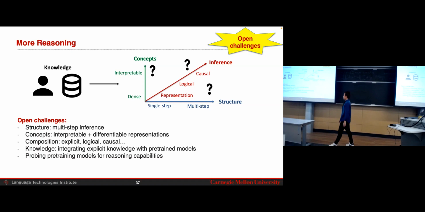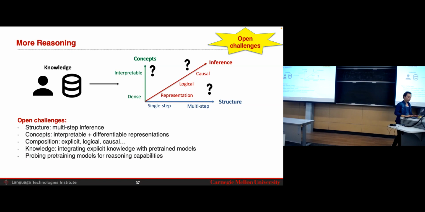And again, a lot of open challenges in reasoning. This is perhaps one of the sub-challenges that is studied relatively less as compared to representation and alignment. In structure in general, multi-step inference is always much harder than single-step inference. For concepts, it's a big area of research in how do we combine interpretable and also differentiable representations. In composition, a lot of the work in, for example, causal, but also multi-step structure with interpretable concepts, all this wide space beyond a single point is relatively unexplored.